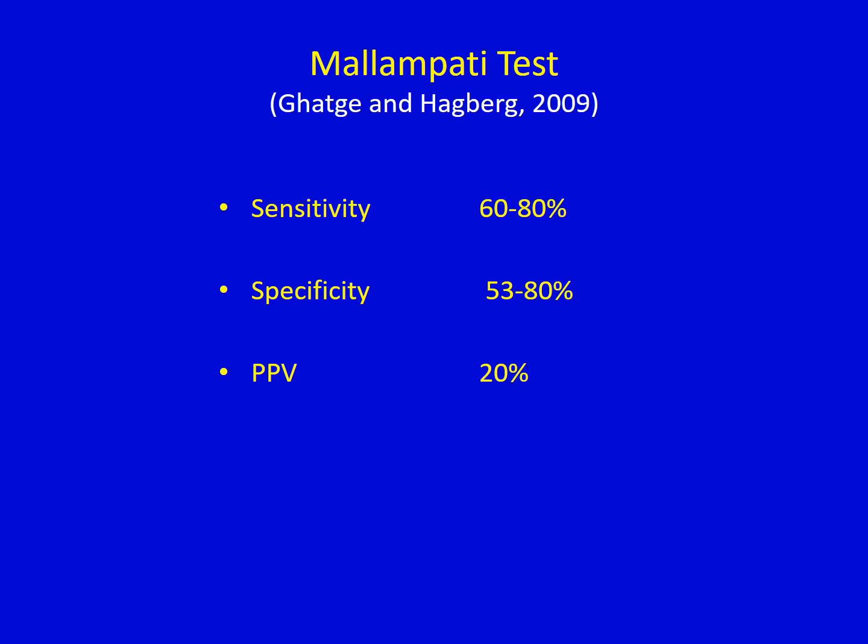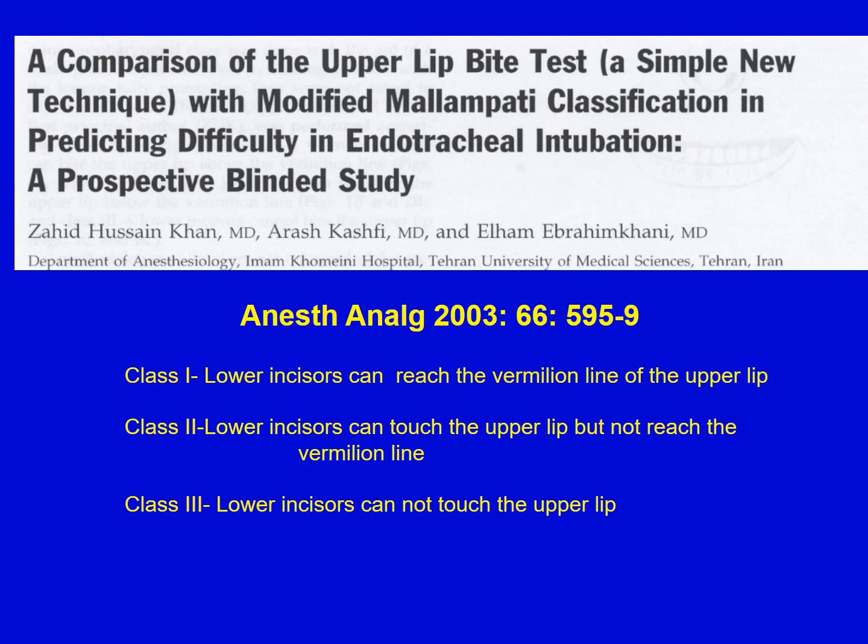The Mallampati test has been around for about 30 years. It's not perfect. This was one study that found a sensitivity of about 60-80, a specificity quite low of 50 to 80, and a very poor positive predictive value. When it's highly abnormal, that's scary. But if it's normal, it doesn't assure you that they're not going to have a difficulty.